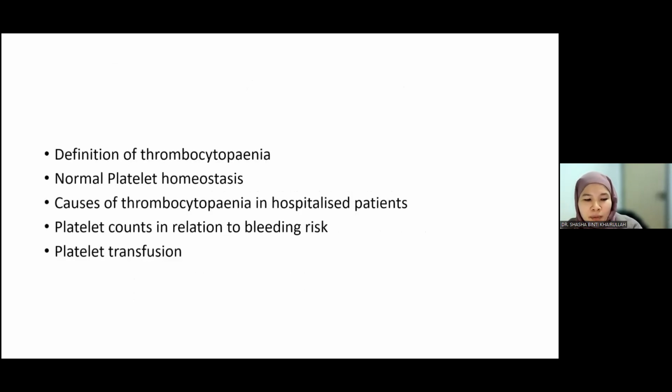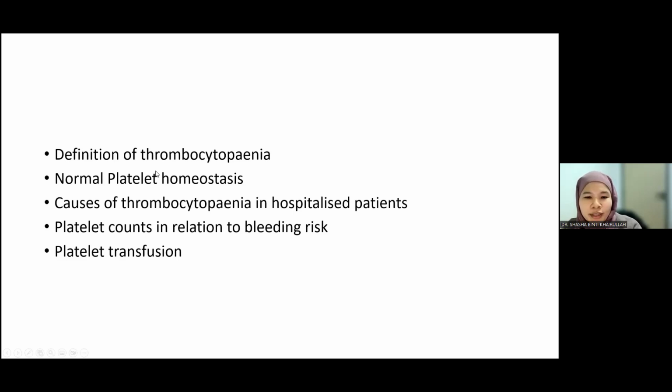So this would be a good opportunity to give everyone a bit of an insight to our thought process when we see a patient with thrombocytopenia. And also, I would hope to make aware of the bleeding risk and the indications for platelet transfusions, 2 of the most common questions we get asked. So these are the objectives of my talk today.